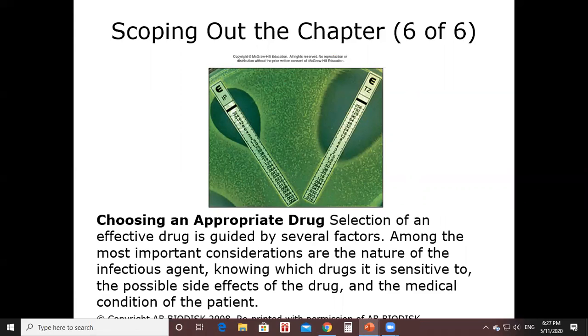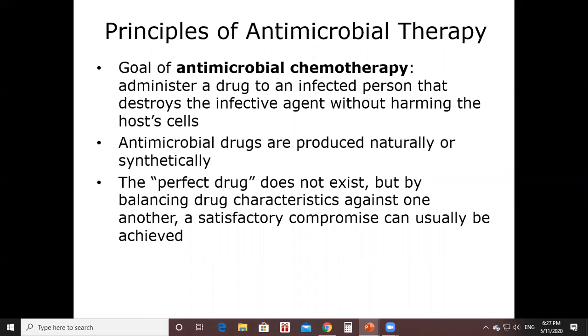Then we have to choose appropriate drugs. So selection of an effective drug is guided by several factors. Among the most important considerations are the nature of the infectious agent, knowing which drug it is sensitive to, the possible side effects of the drug, and the medical condition of the patient. So here's some of the principles of antimicrobial therapy.